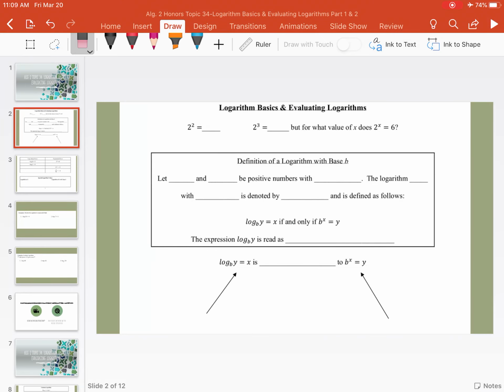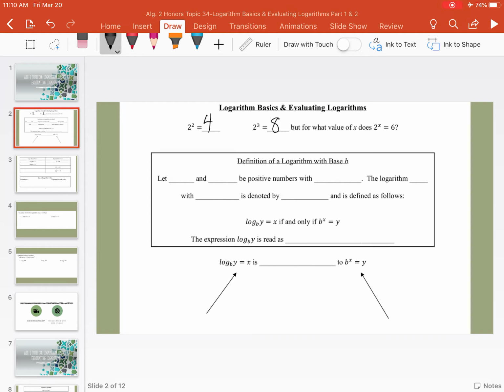So we're going to start off with some basic exponents. If we have 2 squared, or 2 to the second power, that gives us 2 times 2, which is 4. If we move on and we have 2 cubed, or 2 to the third power, that's the same thing as 2 times 2 times 2, which is 8.